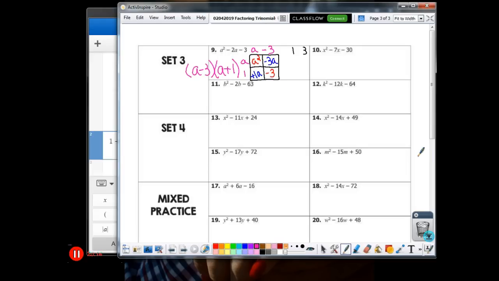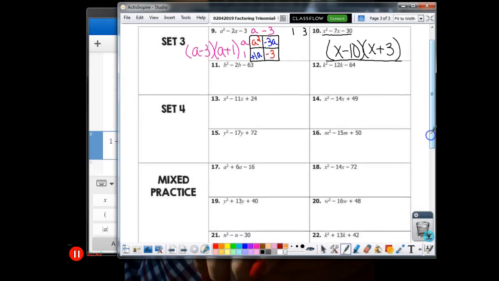So if you see, there's still like a pattern going on. We're still doing the same thing. Okay. So try the next one. Try number 10. Okay, what did y'all get for number 10? You should have gotten x minus 10 times x plus 3. If you got that, then you did good. Alright? And again, to check your answers, you put this in Desmos, and then this graph should match as well. Okay? Okay, so set number 4.